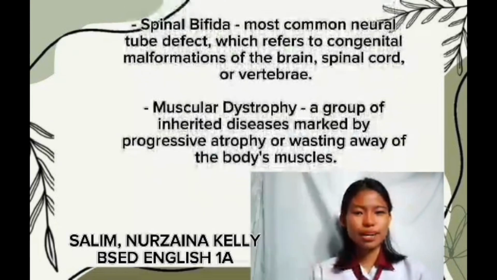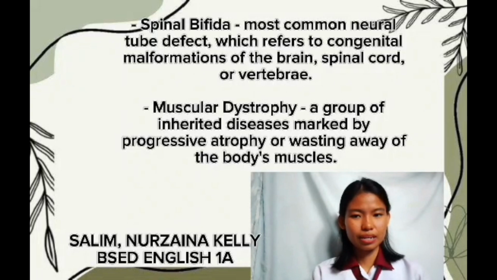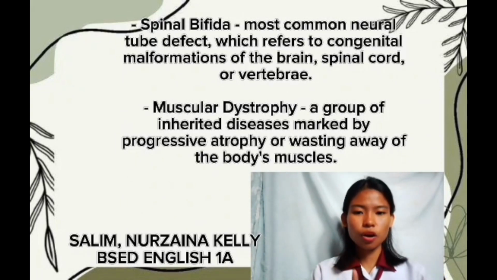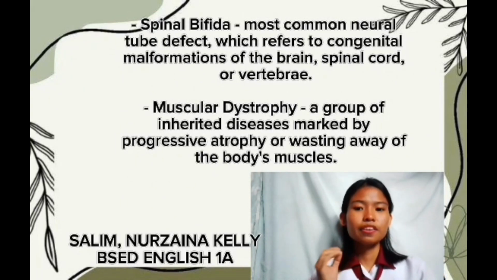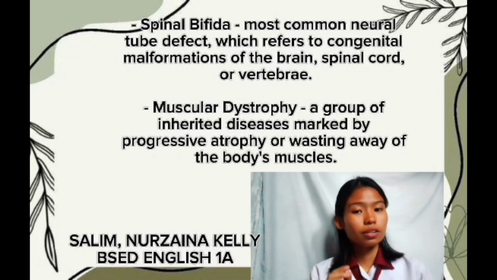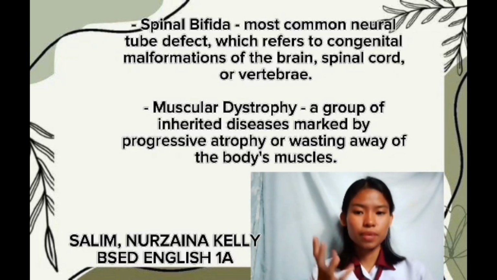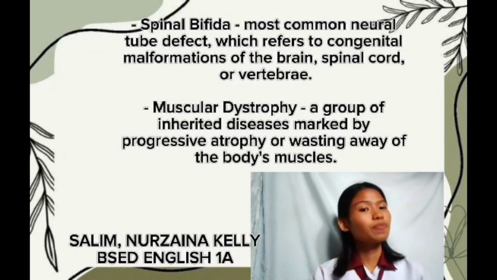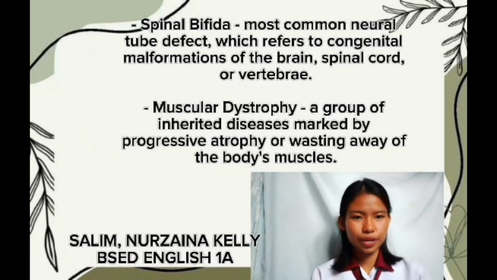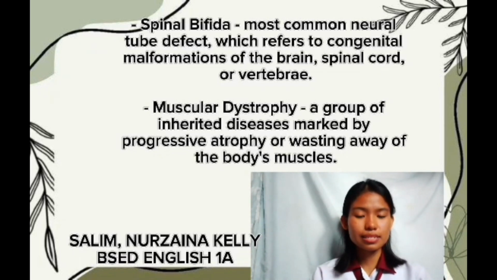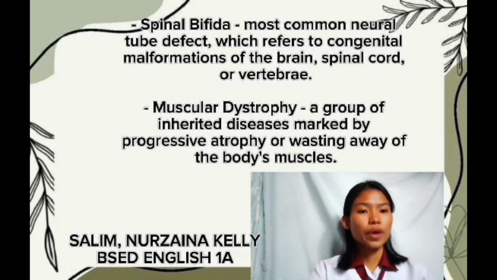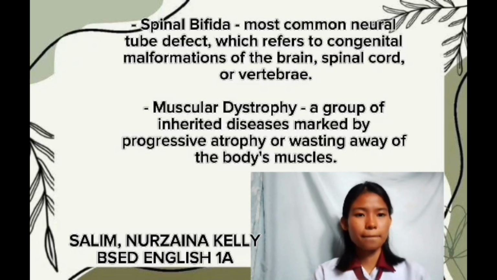Next we have spina bifida. It is the most common neural tube defect, which refers to congenital malformations of the brain, spinal cord, or vertebrae. Lastly is muscular dystrophy. It is a group of inherited diseases marked by progressive atrophy or wasting away of the body's muscles.